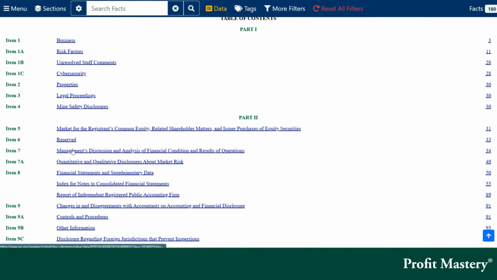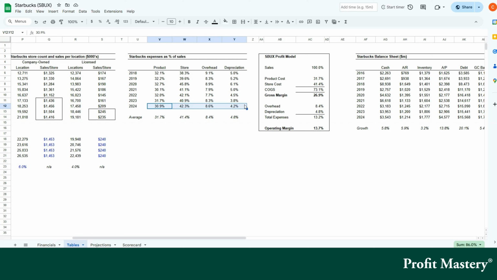Okay, here's where I gathered the info on their unit economics. For every dollar of revenue, what percentage was going to product? What percentage was going to run the stores? What percentage went to overhead and then depreciation? The sum of these should equal all of their costs, total expenses. So 100% minus these percentages total would get your operating margin. Everything's there. It's just a very condensed high level way of looking at it.